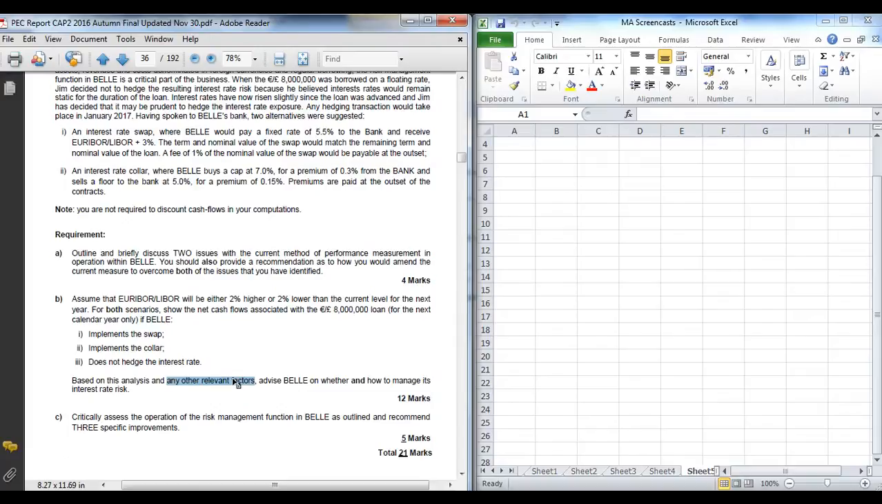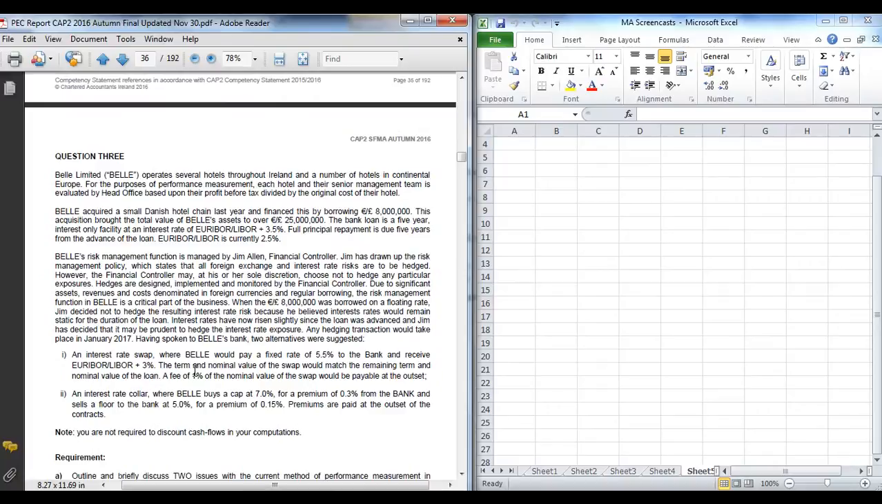And finally then, it's a more narrative type piece for Part C. Critically assess, so that's important, the verb. You're looking for both positives there, and you're also looking for the negatives of the operation of the risk management function, and recommend 3 specific improvements. So there's 2 requirements here: critically assess, and then 3 improvements.